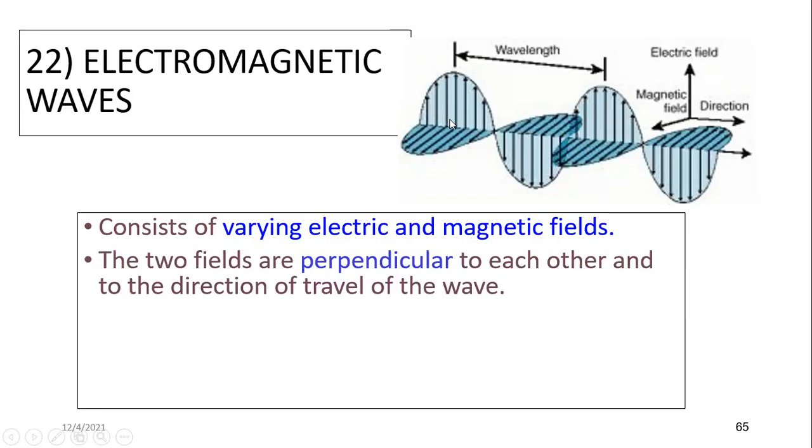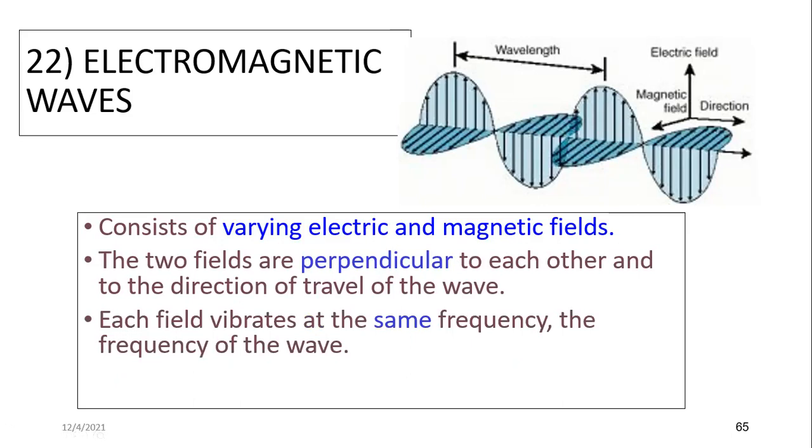The two fields, electric field and magnetic field, are perpendicular to each other and perpendicular to the direction of travel. That's, if you like, your x-axis, that's your y-axis, that's your z-axis. Okay? If you like.